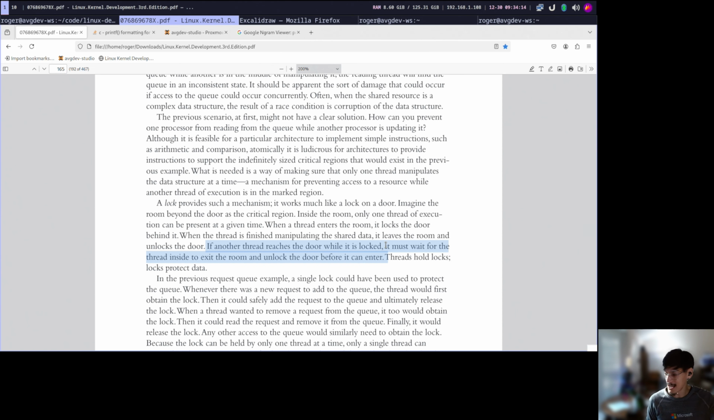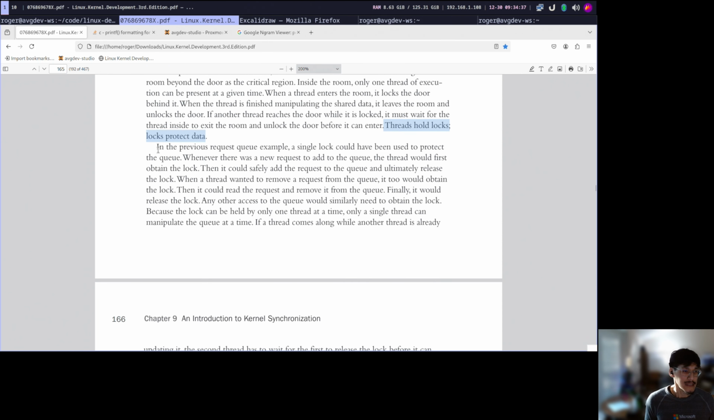And if thread 1 continues to sleep indefinitely, then we have something called a deadlock, where no progress is being made. But if thread 1 eventually wakes up, gets out of the room, unlocks the door, gives the key to someone else, then progress is made. So anyway, threads hold locks to protect data. In the previous request queue example, a single lock could have been used to protect the queue.